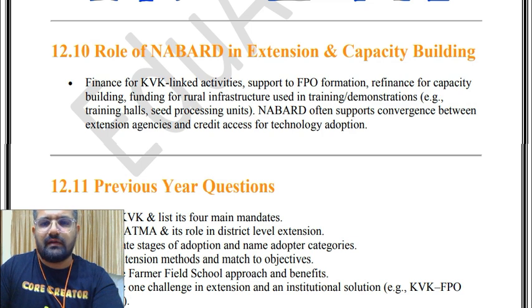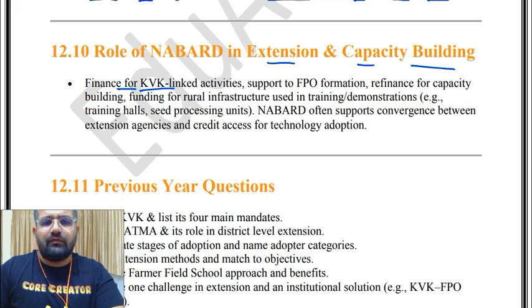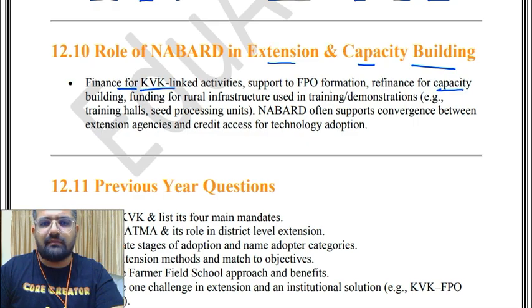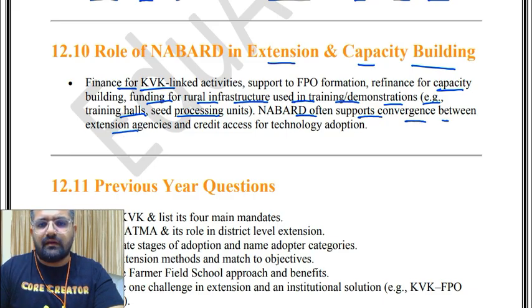Then the role of NABARD in extension and capacity building. Finance for KVK, that is Krishi Vigyan Kendra, linked activities, support for FPO, farmer producer organization, formation, refinance for capacity building, funding for rural infrastructure used in training and demonstrations, for example training hall, seed processing unit. NABARD often supports coordination between extension agencies and credit access for technology adoption.